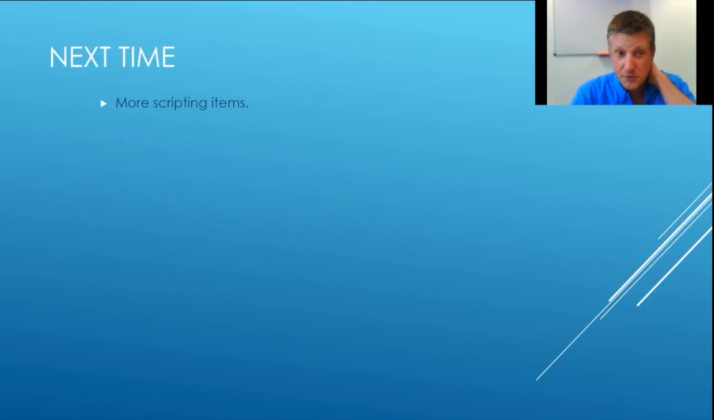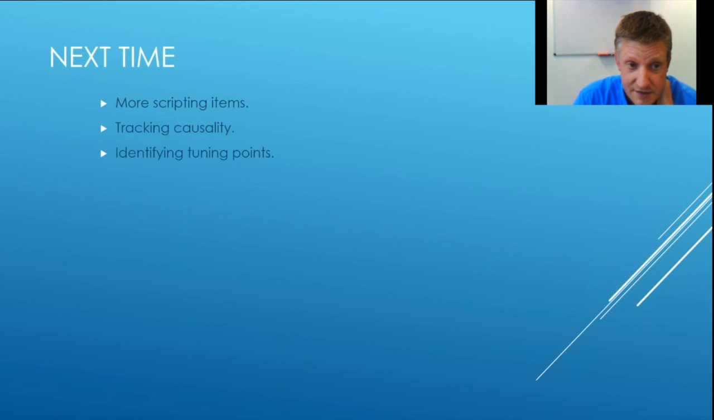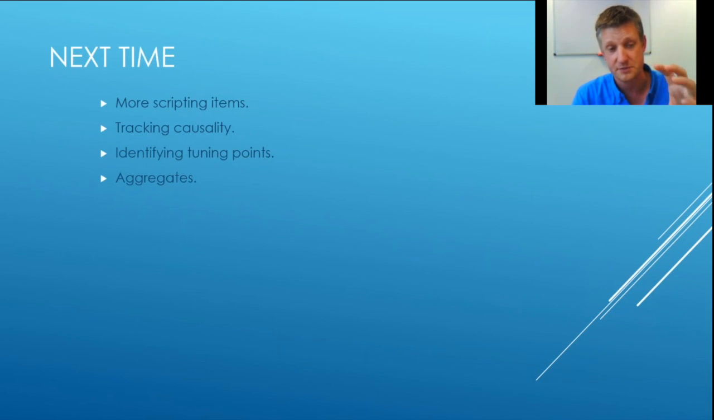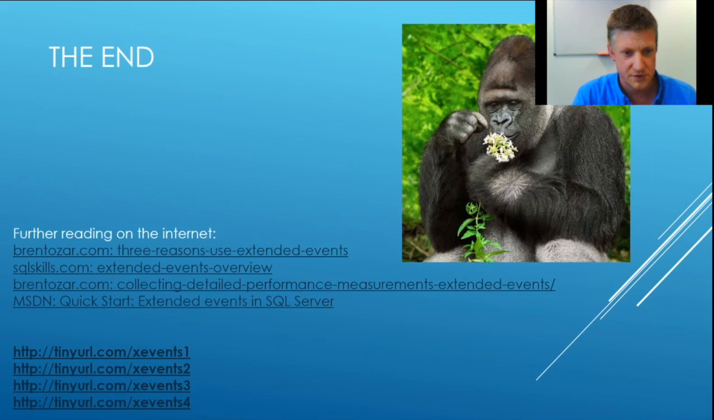So next time I'm going to do a bit more scripting. Do tracking causality, which shows how everything links together, so you can see all the different elements of a stored procedure, which individual parts are taking time. It grabs everything together. It's really cool. So that will enable us to identify some tuning points. We'll look at aggregating things on the screen, so you can more easily summarize stuff, and exporting the data to Excel. There's a few links for you with some tiny URLs there at the end, just to X events 1, 2, 3, and 4. That's me.